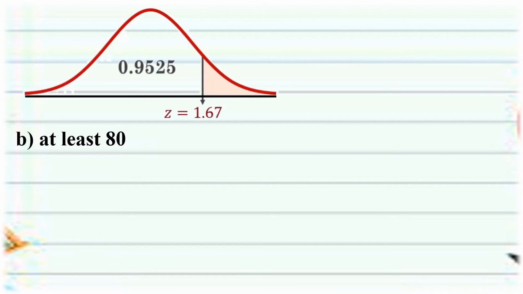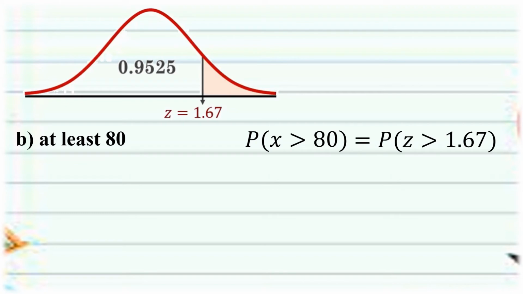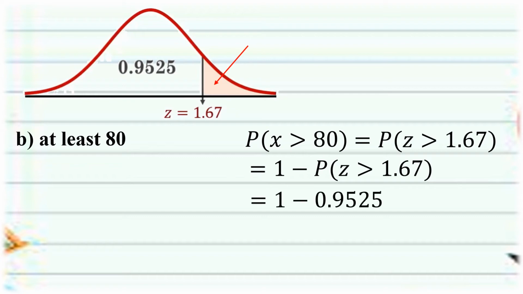Now let us analyze how to find the percent of the scores at least 80. So it means that it is the probability of x greater than 80, which is equal to the probability of z greater than 1.67. Because as you can see in the normal curve, we are going to determine the area of the shaded region because it says there greater than 1.67. So in doing this, we are going to have 1 minus the probability of z less than 1.67. So in here, we are going to subtract.